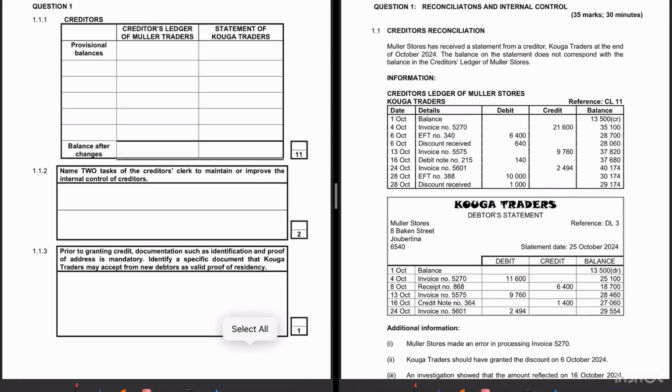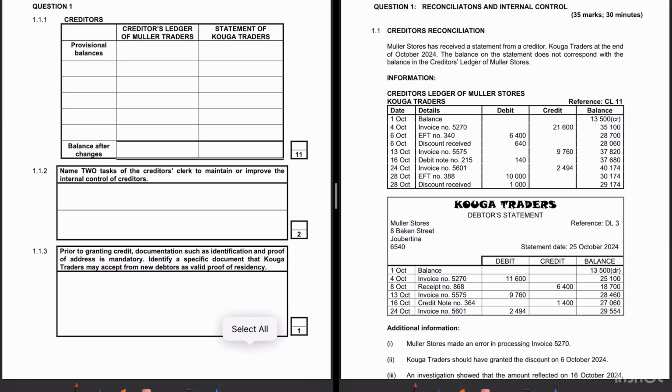Welcome back. So today we're touching on Creditors Recon and Bank Recon for grade 11 accounting. Okay, so we want to start by reading our questions. So we've got question 1 on our right hand side and our answer book on our left hand side. Okay, let's start reading and analyzing together.